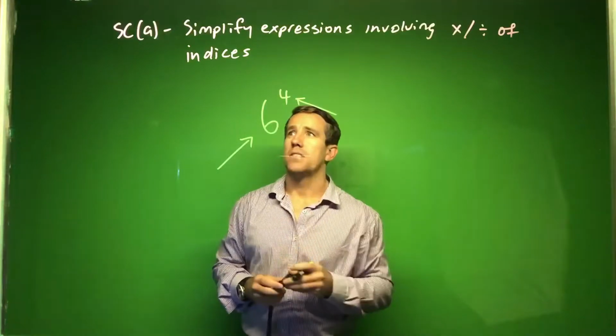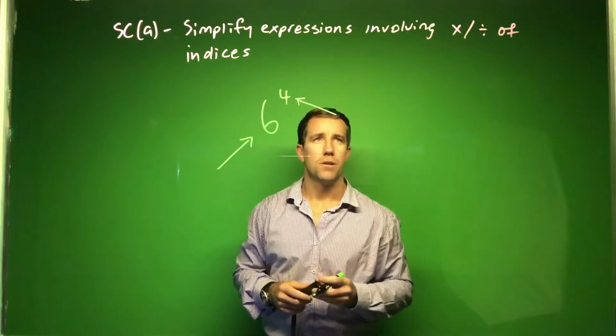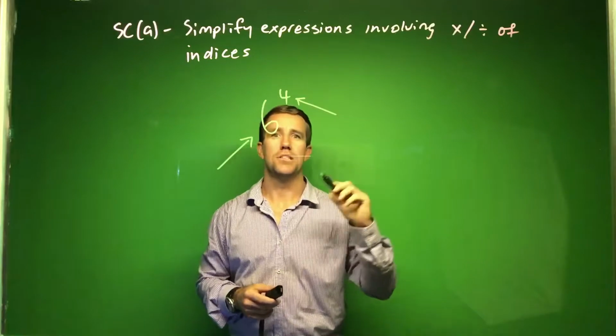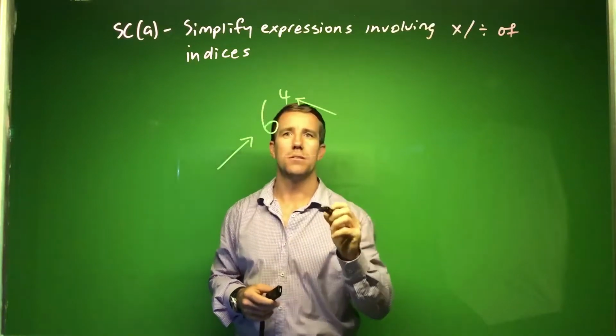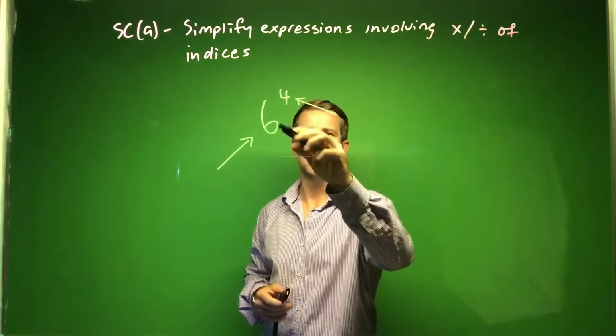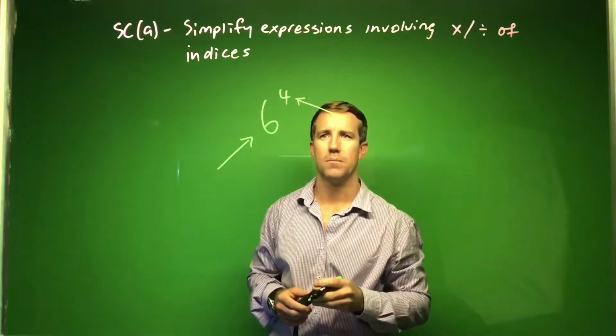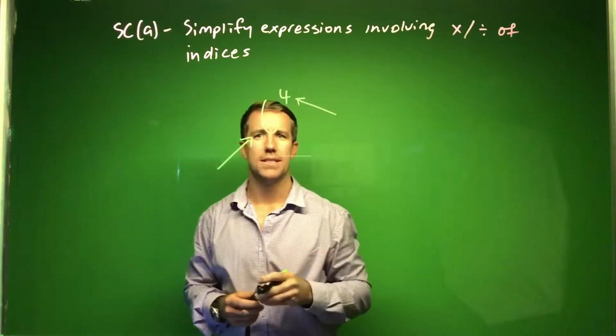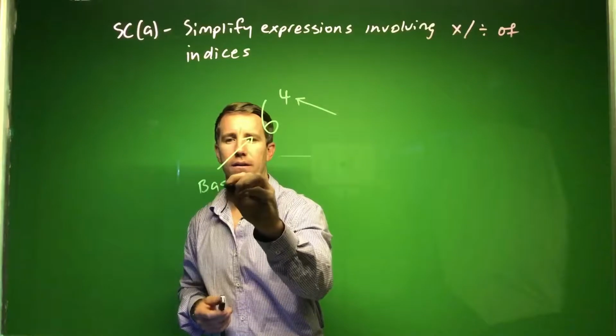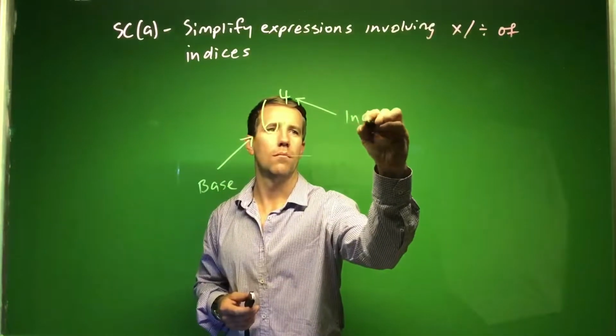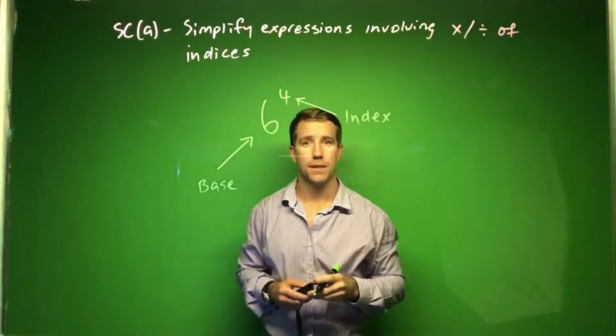Okay guys, having a look here at success criteria A, which is about simplifying expressions involving multiplication and division of indices. Before we get too far into it, we're going to have a look at something like this here. 6 to the power of 4, or 6 raised to the power of 4 is how we commonly say it. We want to now go and label the two components of that, okay?